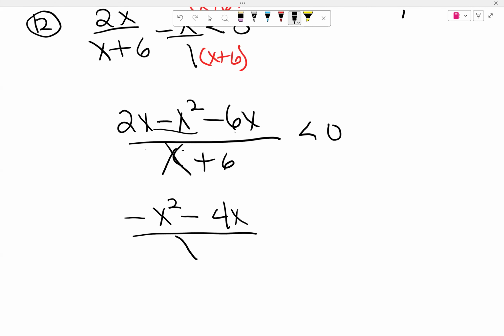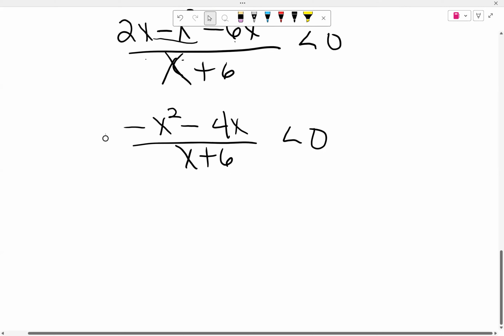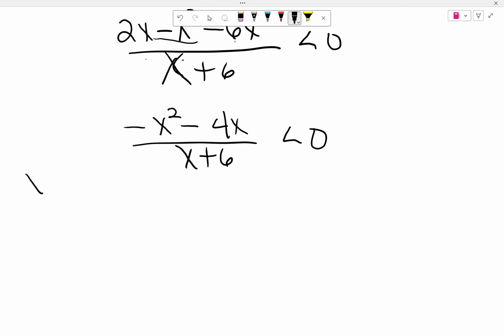And all of this over x plus 6, and this has to be less than 0. So when we look at number 12, let's look at any possible solutions. We know x cannot equal -6. X cannot equal -6. And if we solve for the top, take -x² minus 4x and set it to 0.